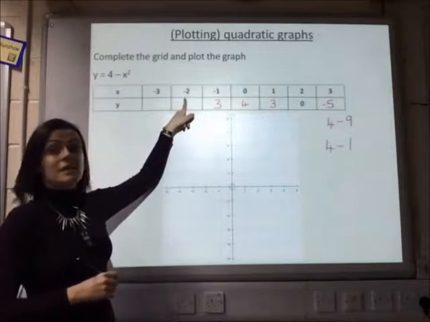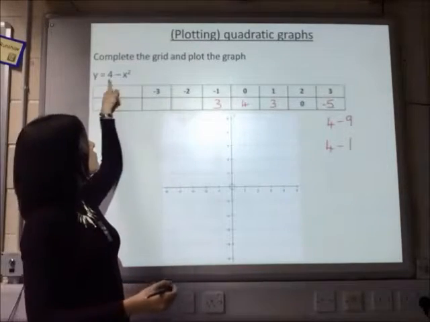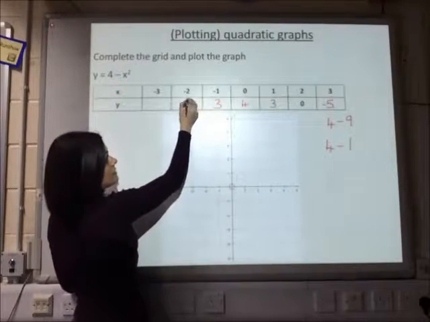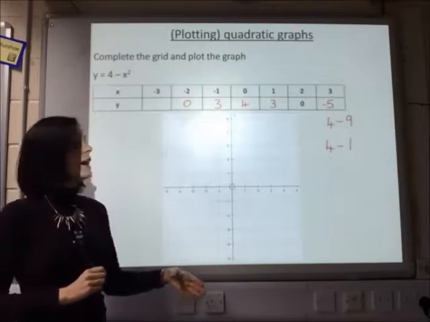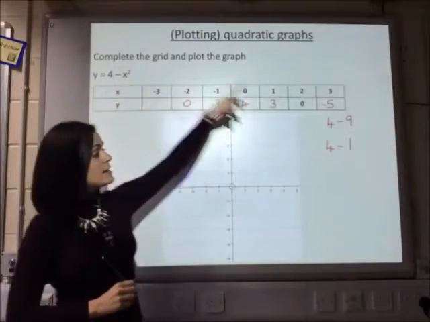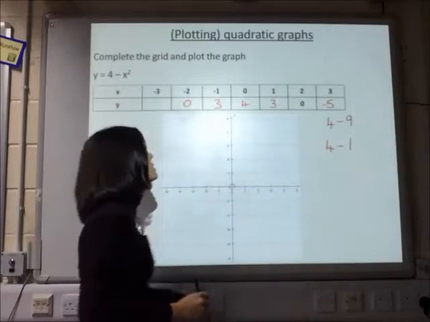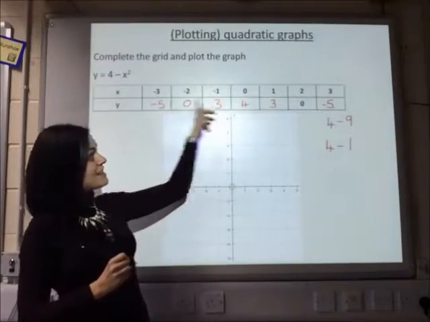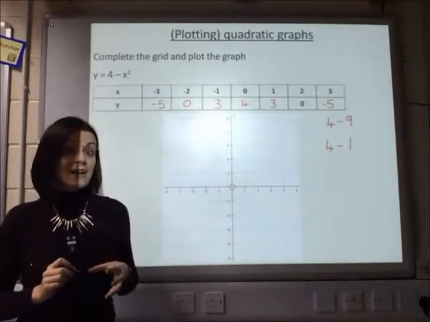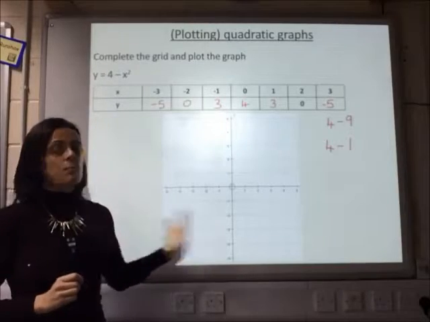Minus 2 squared is positive 4. 4 take away 4 is 0. And minus 3 squared is positive 9. So 4 take away 9, the same calculation as we did over there, is going to give us minus 5 again. So you can see it's nice and symmetrical again in the table. There's a pattern there to those numbers. Let's pop them on the graph.